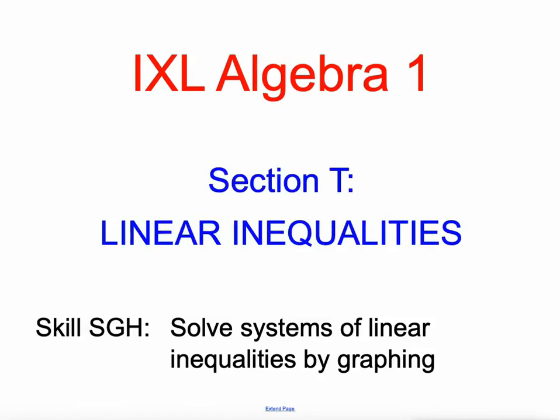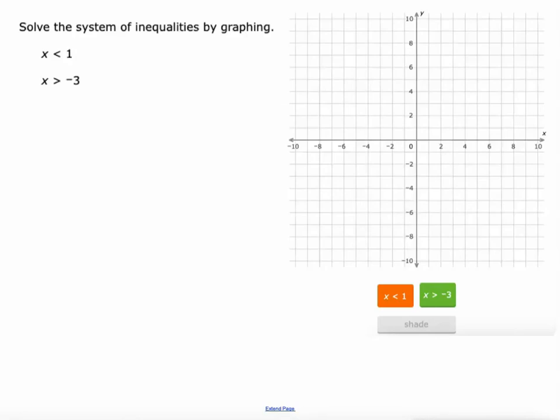Hello everyone, Mr. Kaczynski here, working out of Section T, Linear Inequalities in IXL's Algebra 1 skills. This skill, SGH, is solve systems of linear inequalities by graphing. Really the best way to show solutions to systems of linear inequalities is by graphing them. Alright, so 5 examples for you, progressively getting more difficult.